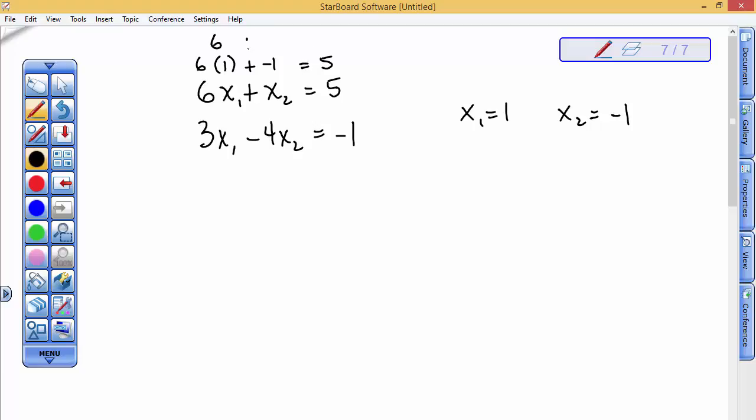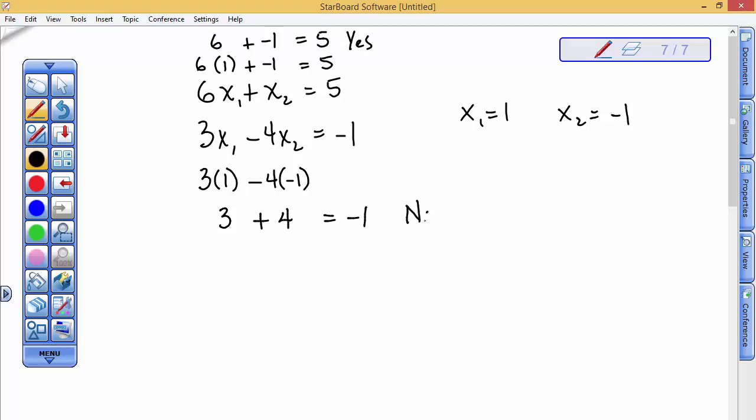Let's go down here. So 3 times x sub 1, which is 1, minus 4 times -1, because x sub 2 is -1. And so does 3 plus 4 equal -1? No. So this ordered pair does not check in this system of equations.